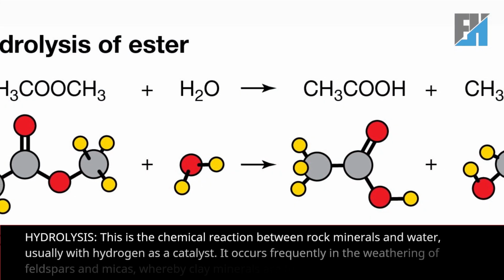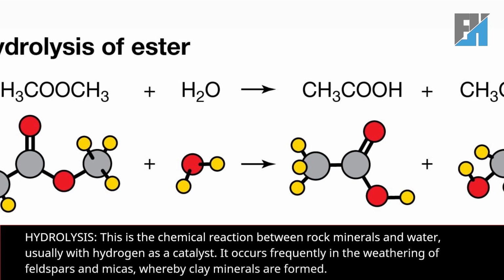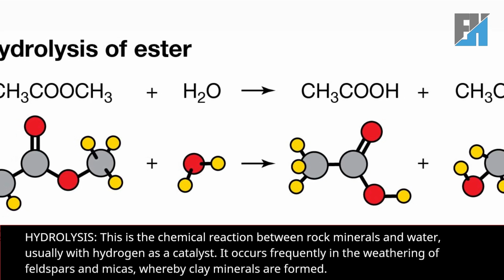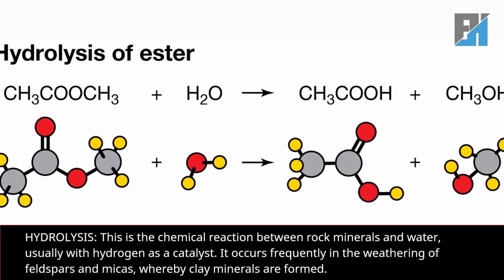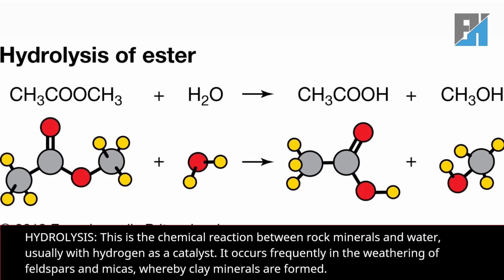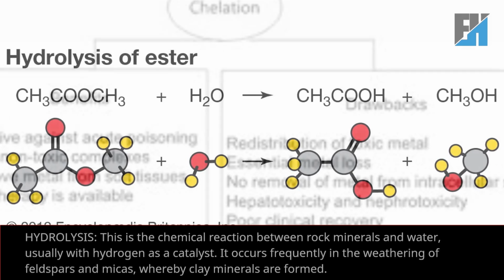Hydrolysis. This is the chemical reaction between rock minerals and water, usually with hydrogen as a catalyst. It occurs frequently in the weathering of feldspars and micas, whereby clay minerals are formed.